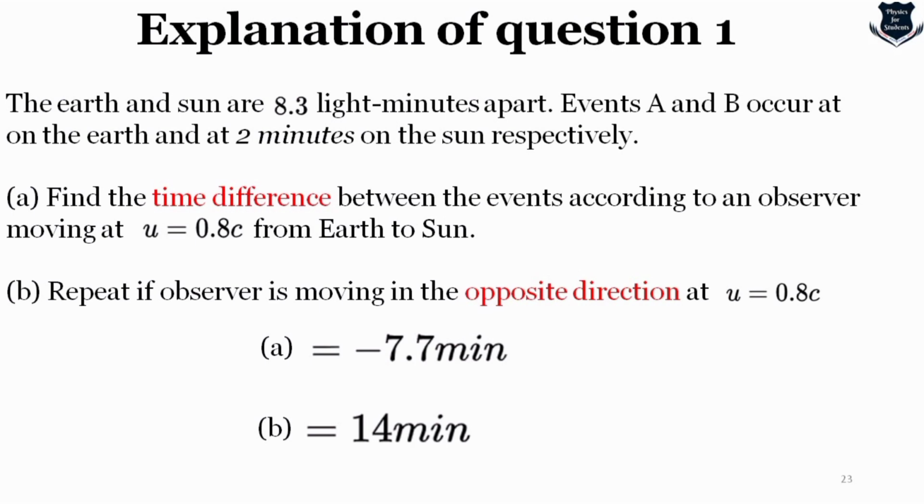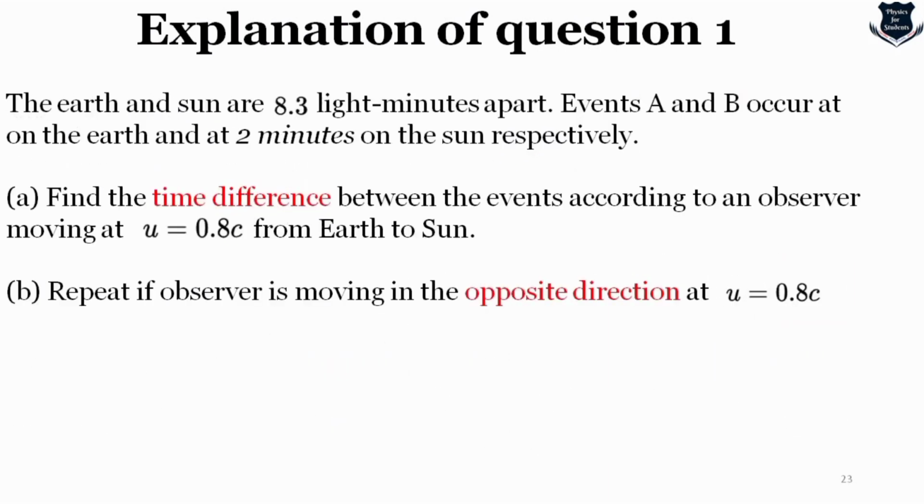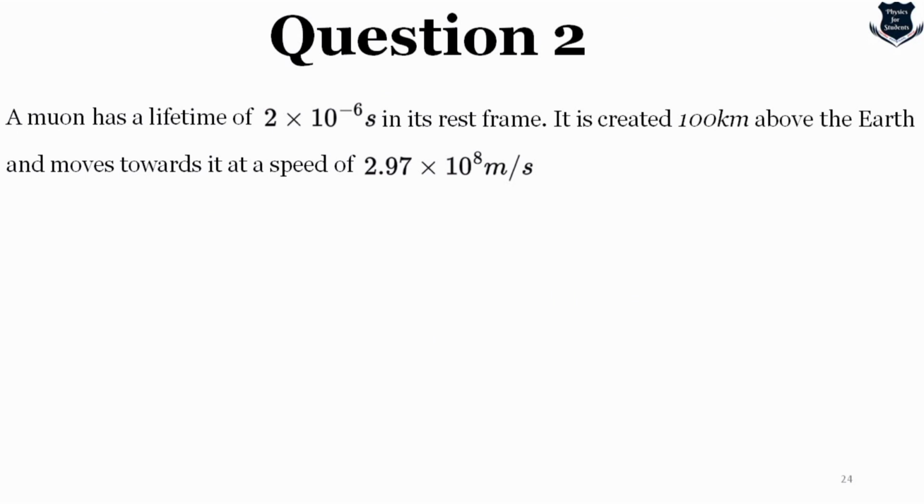So this is basically the time difference, which is minus 7.7 minutes, which means it has occurred in the past. You see I have written here that this is the past and the reversed observer is in this, so that comes to 14 minutes. The key takeaway of this problem is that if the time is coming in the negative direction, then it has happened earlier. And most importantly, during the Lorentz transformation, use those values or variables which are given in the problem. It will be easier for you to solve.